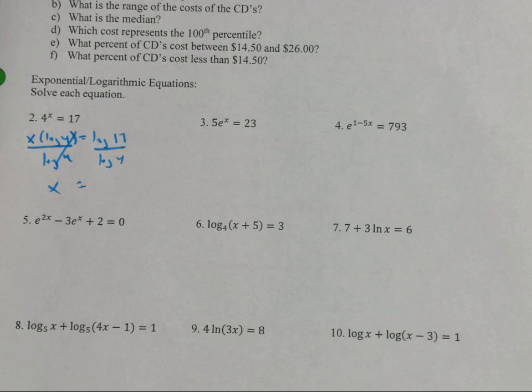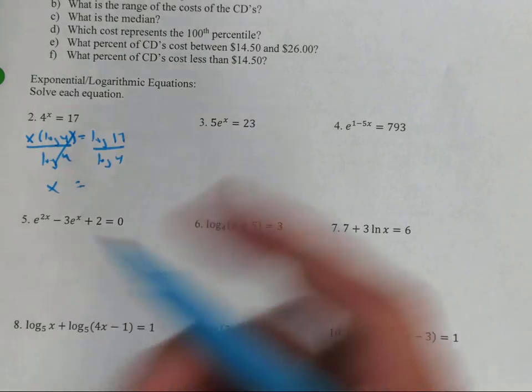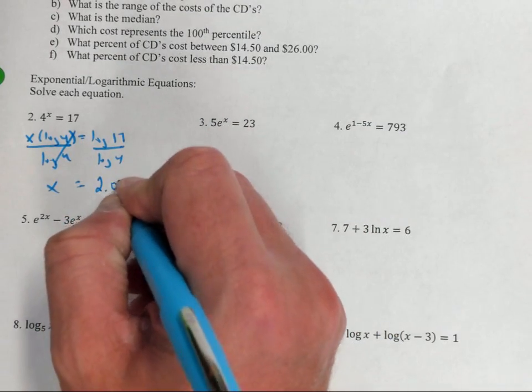Do that now. We're going to do 3 decimal places. Log 17 divided by log of 4. And I get 2.044.